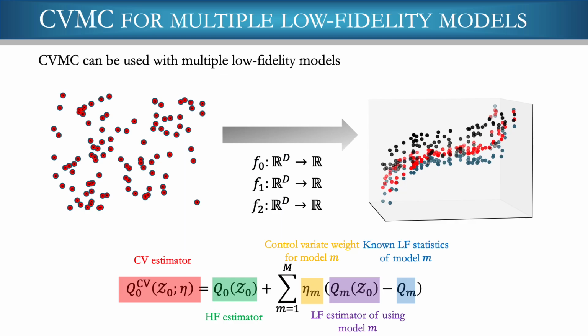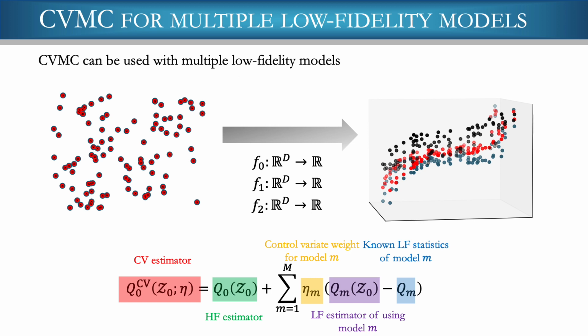To estimate a statistic Q, we start with a high fidelity model F0 that maps a random variable to a scalar and a set, in this case, of m low fidelity models that approximate the high fidelity model. Like in the two model case, we must be able to extract the exact statistic from these low fidelity models. Also, similar to the single low fidelity model case, we can construct control variate estimators with multiple low fidelity models using a simple four-step procedure.